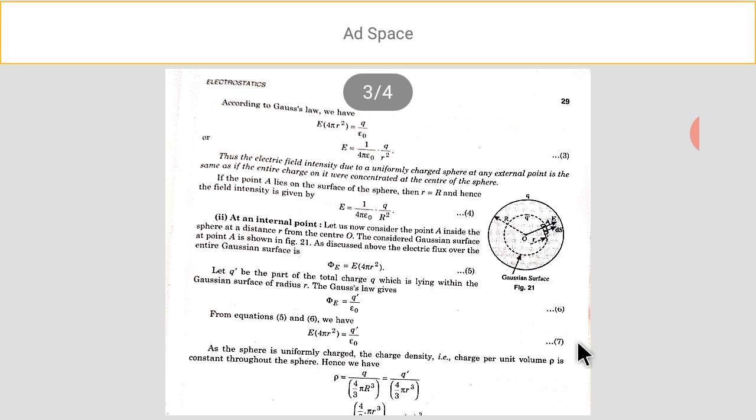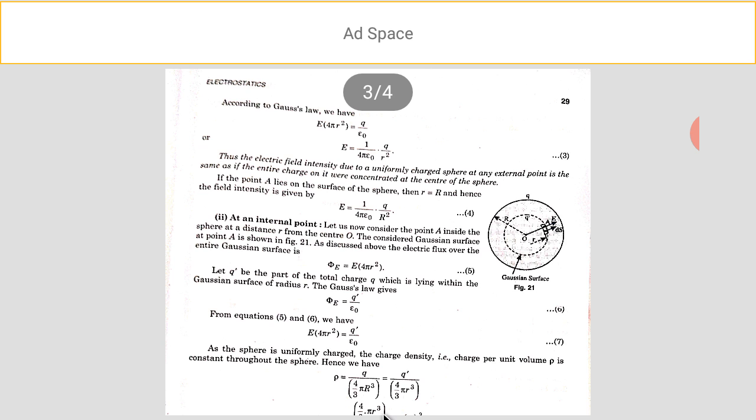Phi E is given by E into 4 pi r square. Let q dash be the part of the total charge q which is lying within the Gaussian surface of radius r. The Gauss law gives the electric flux phi E is equal to q dash upon epsilon naught. Therefore, E into 4 pi r square is equal to q dash upon epsilon naught.